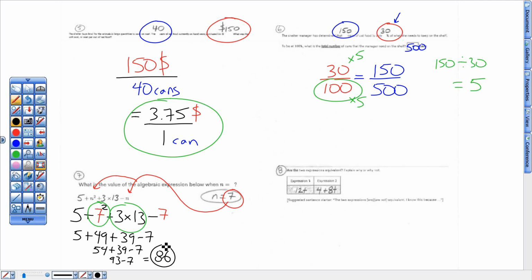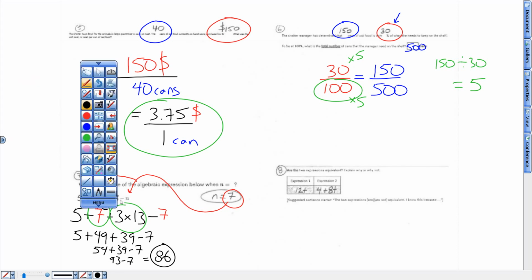86. Let me just make sure to double check this arithmetic. Never want to miss this one. 5 plus 49 plus 39 minus 7 all at once. My calculator spits out 86. Here we go. Next problem.